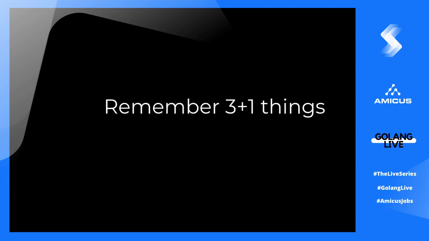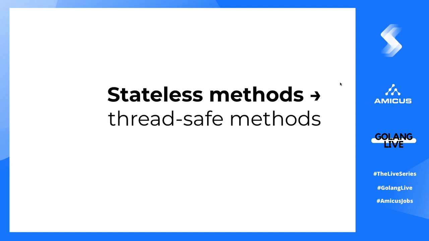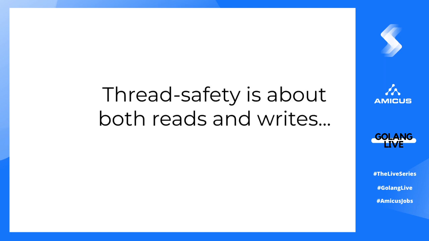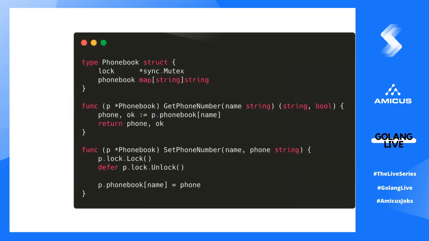All right, let's recap. First off, whenever you have a stateless function, it's thread safe. We saw this example with weekend safe and weekends unsafe. One of them locks the function, the other one doesn't. Despite that, both functions are thread safe because both of them are dealing with local data, which is not visible to the multiple Go routines. That local data is confined to the Go routine which is accessing that function. Therefore, when you have a stateless function, it's thread safe by default. Okay, thread safety is about both reads and writes.